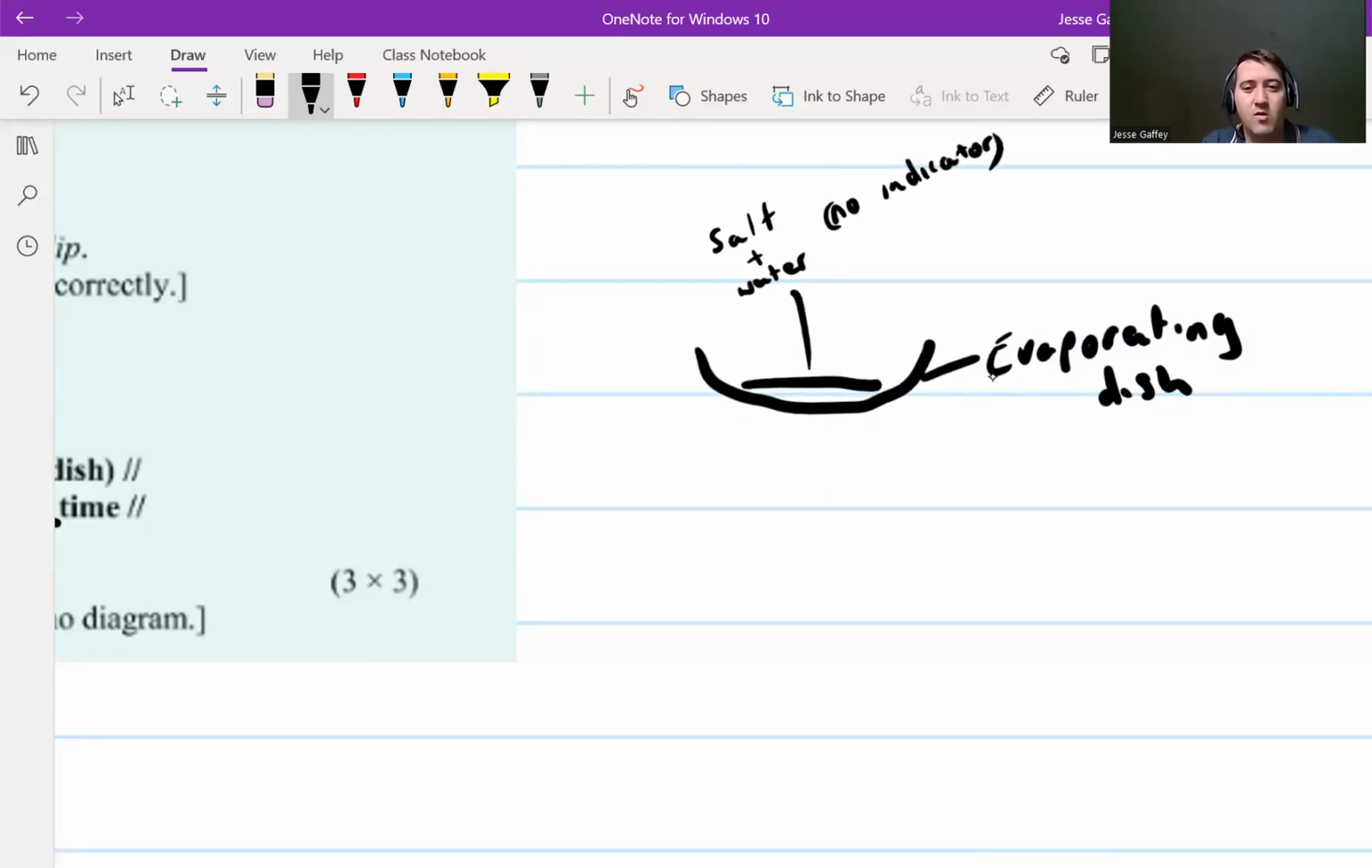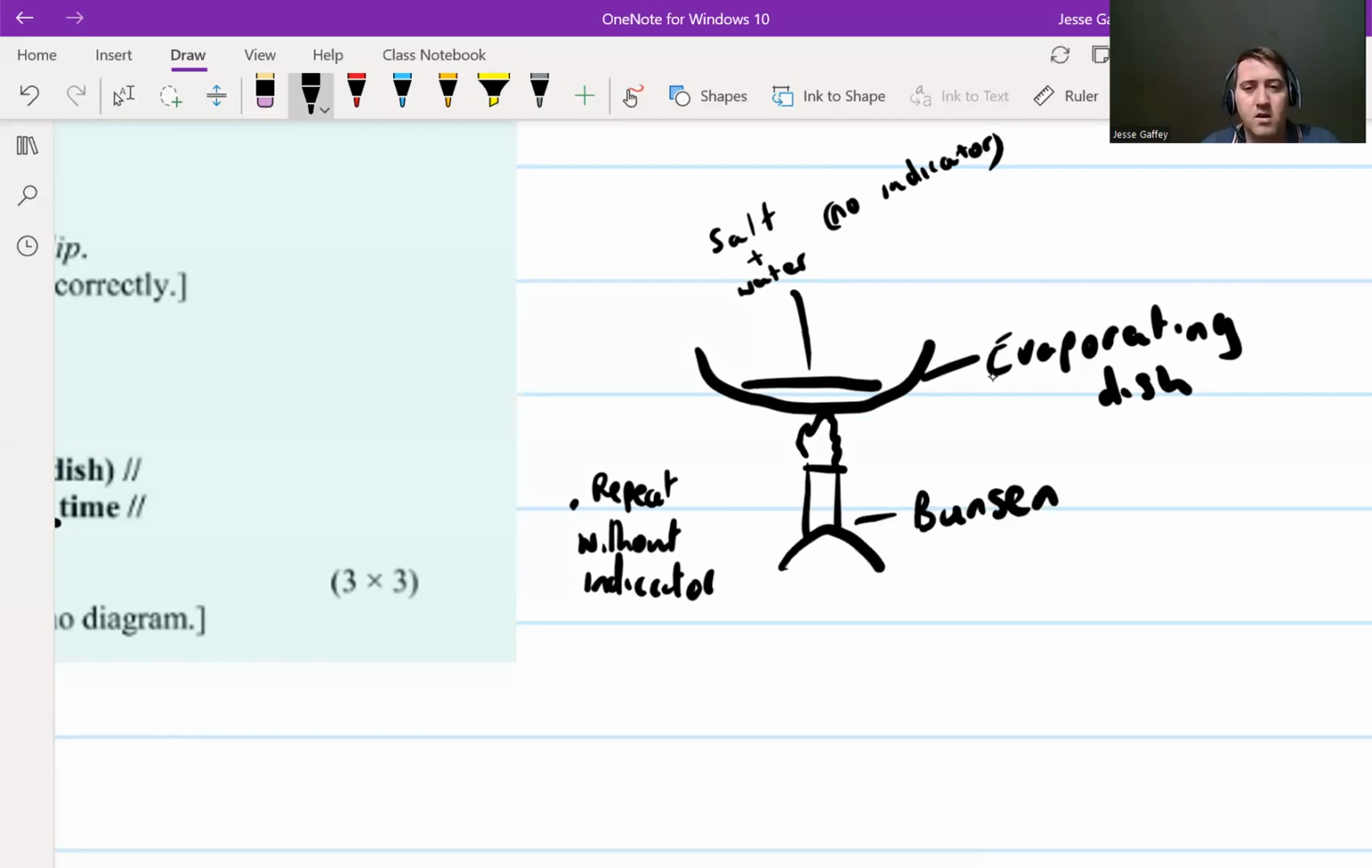So we need to make a bullet point, repeat without the indicator. So this should be in your description. Hopefully we mentioned this. Repeat without the indicator. And then we want to heat. So you can use a Bunsen. This is a Bunsen. And then evaporate until dry. Until dry. So heat off all the water and leave behind the salt. All right, so something like that.